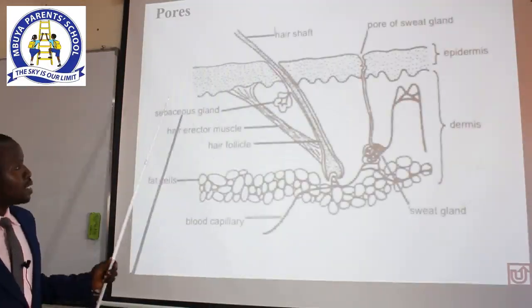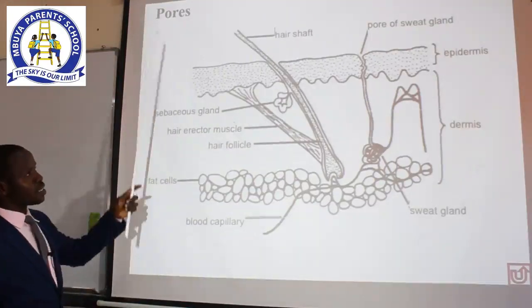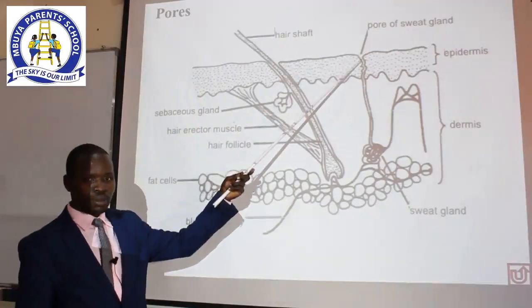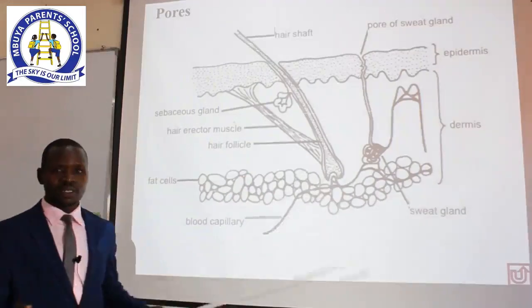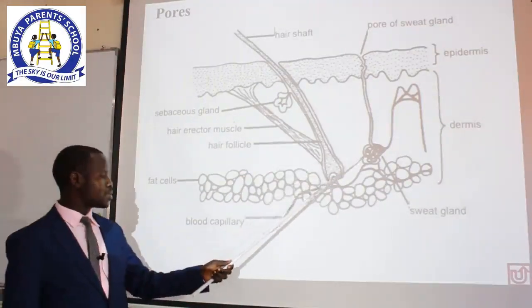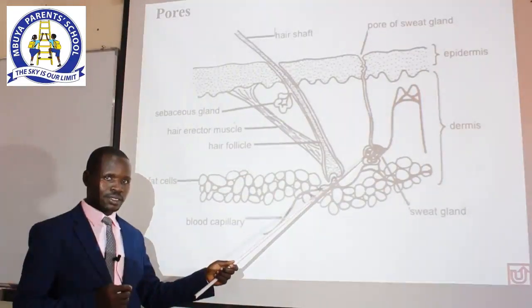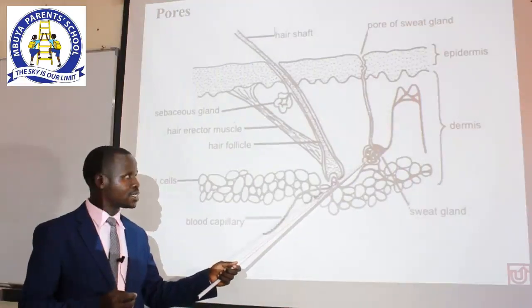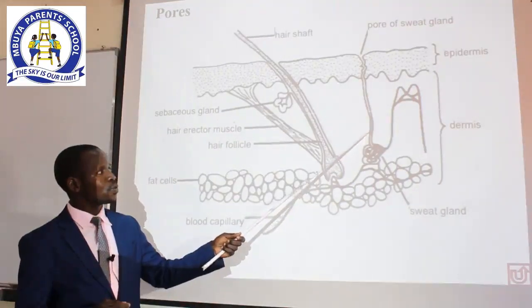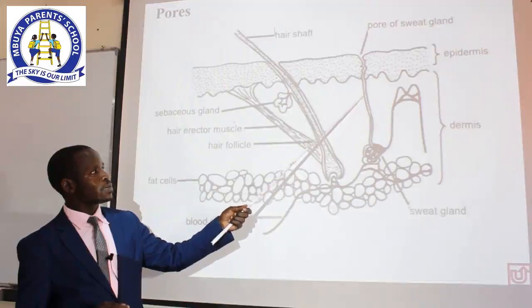Let's look at another part, that is the pores. The pores are the tiny holes I talked about. So what's the importance of these pores? When sweat is produced from the sweat glands, or absorbed and stored in the sweat glands, this sweat will move through what we call the sweat duct.